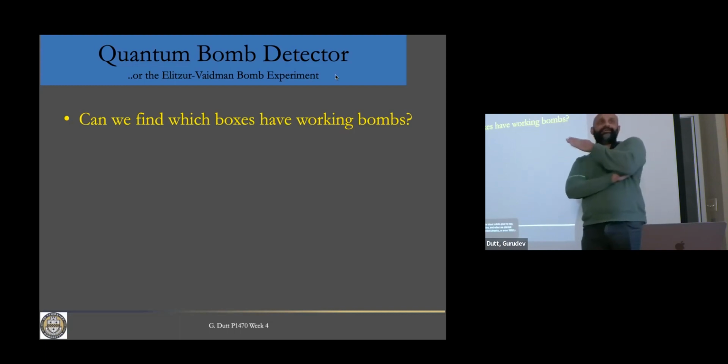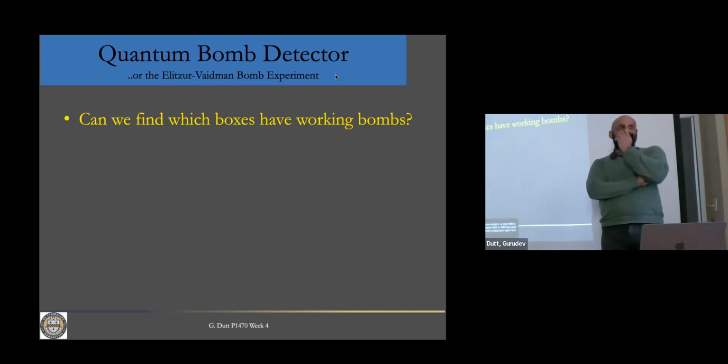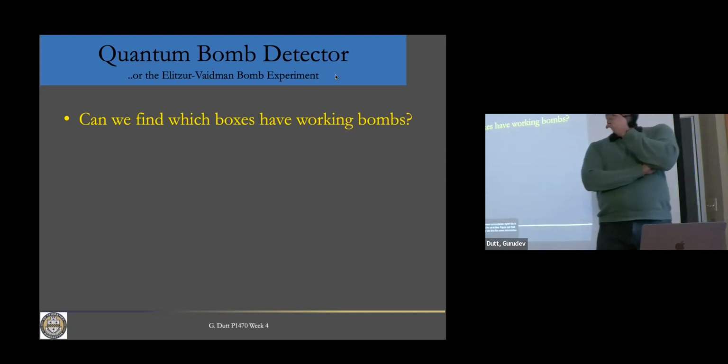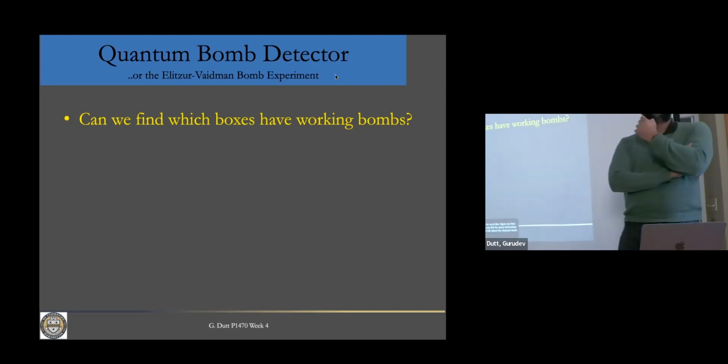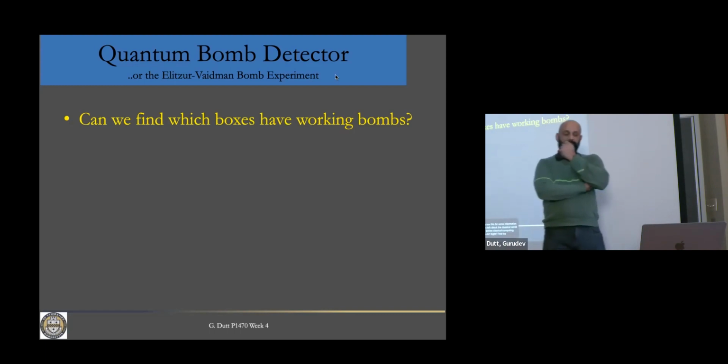Between 1920 and 1990, there was no progress in quantum computation, right? So it took 70 years for us to figure out that we can actually use this for some information processing. So let's talk about the classical world that we knew from before classical computing. So what could you do? Find the boxes which have working bombs.